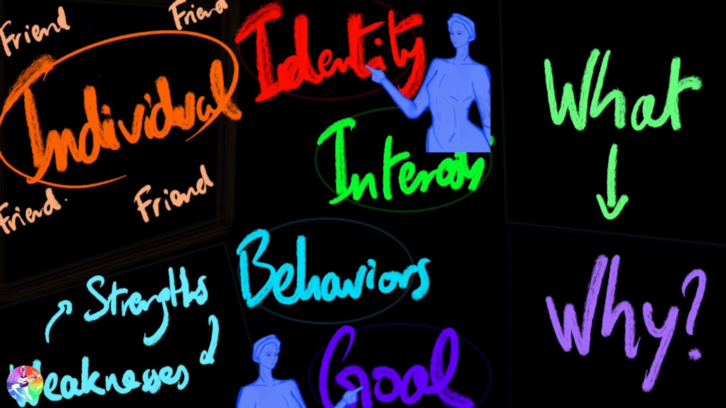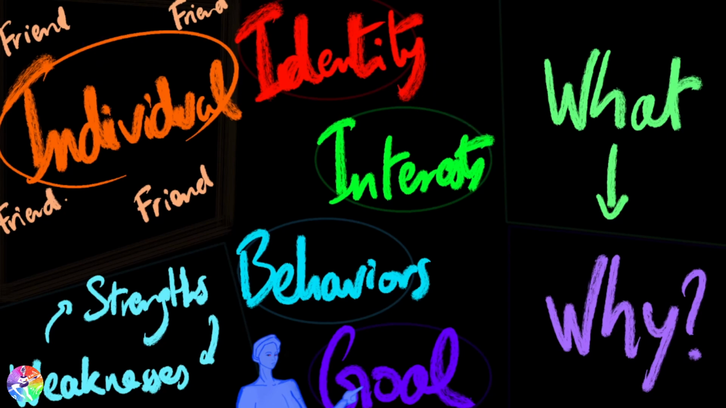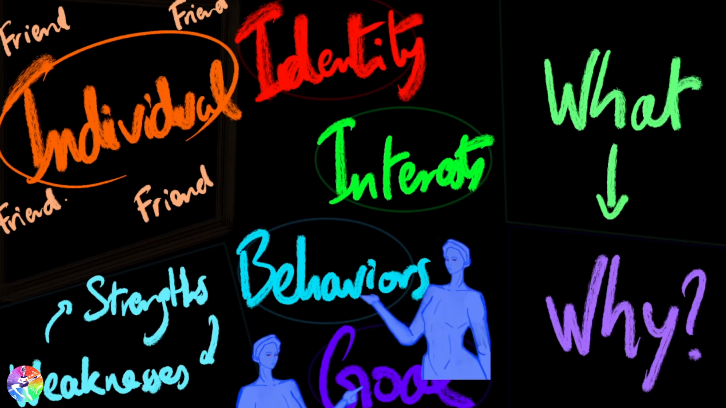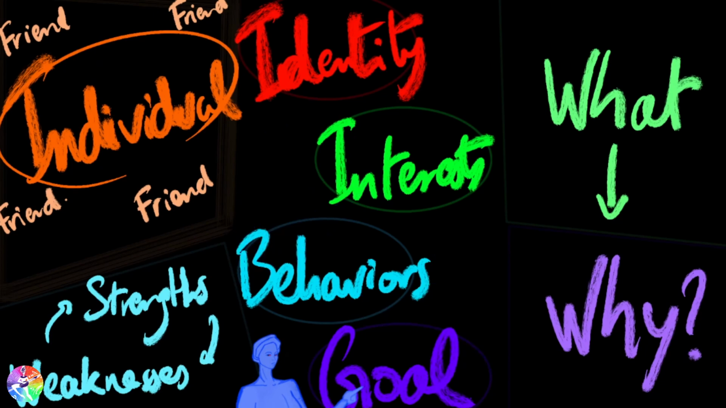So I'm an individual. I have these 4 friends or more. What do they bring to me? What do I bring to them? What's our relationship based on? From that, I know what my interests are and what my behavioral traits are. From all that, I can define my goal, and my goal will become my why, and my why will become my story.